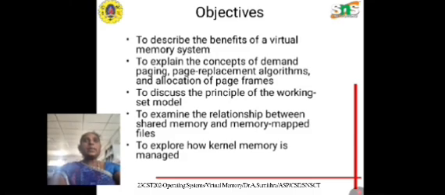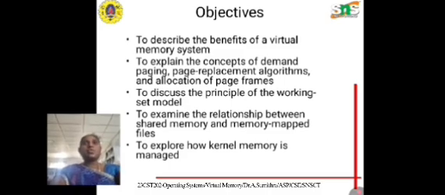Virtual memory is a memory management technique that creates an idealized abstraction of the resources that are actually available on the given machine. Its purpose is to allow the program to access more memory than is physically available by using disk space as virtual memory.